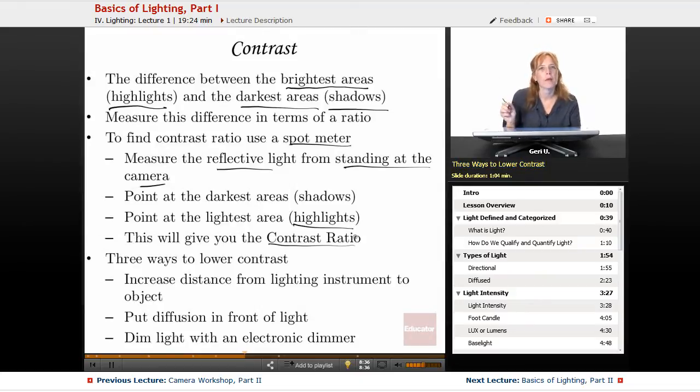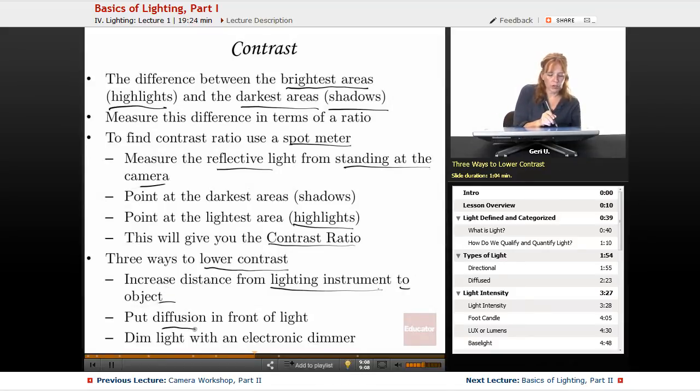Now again, with some cameras, and sometimes just creatively, you don't want high contrast. In which case you can lower your contrast, and there are three really quick, easy ways to do that. The first is to increase your distance from your lighting instrument, which is your lighting source, which could be your lights or natural light coming from a window. So increase the distance from the lighting instrument to the object. That's going to decrease your highlights, essentially, and thus decrease your contrast ratio.